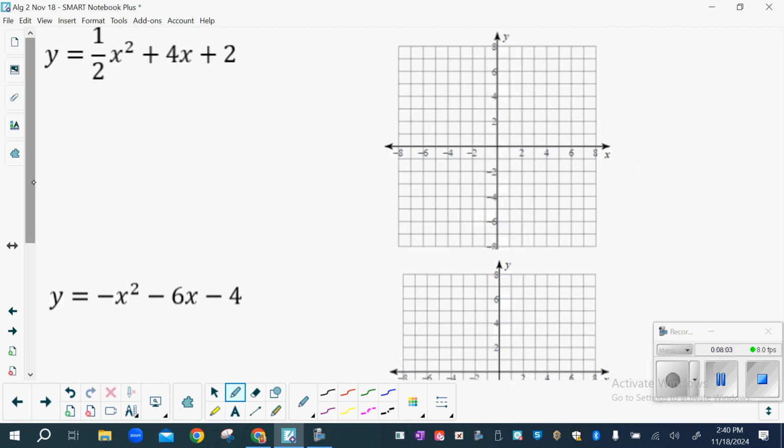So what's different on this one? What's a little bit different than the half? We've got a fraction there. So we want to do the -b over 2a.